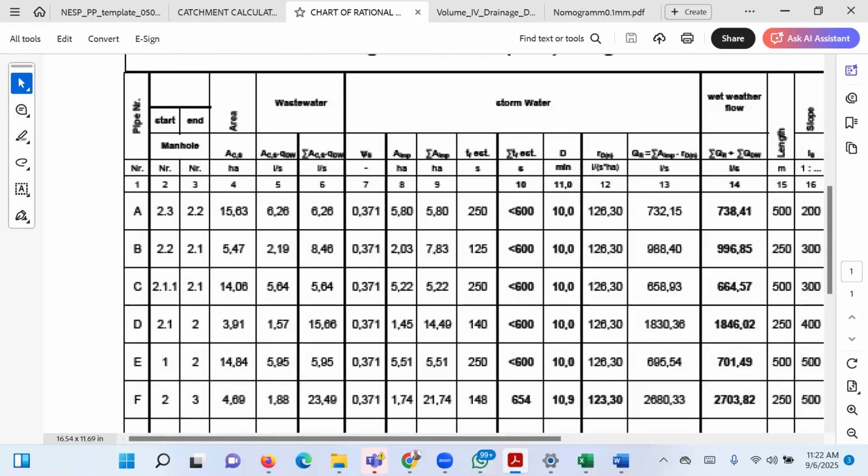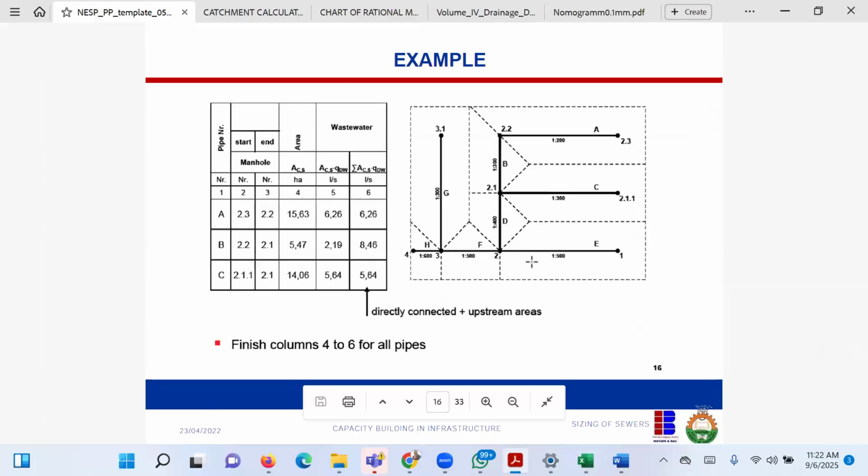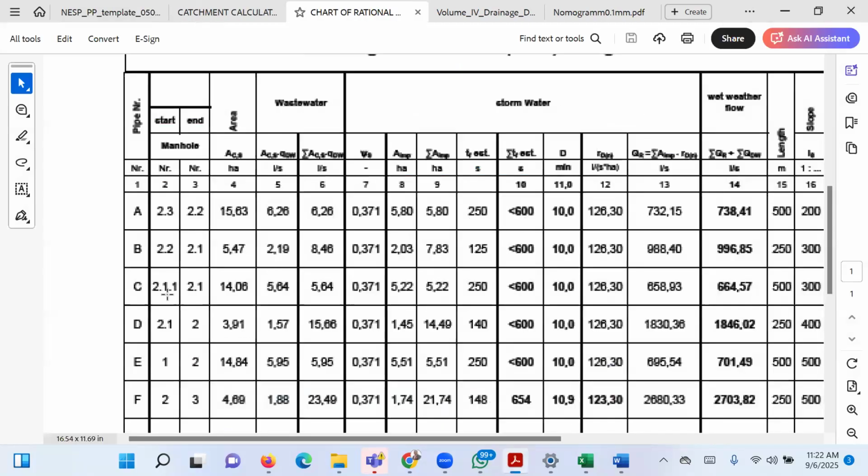Now, when we move to point E, the point E will just be what it is, because there's no upstream. It is supplying to the tributary of D. And that is why when you come to this chart, point E is 0.4 multiplied by 14.84, it will give you 5.95. And the total value of discharge in pipe E is still 5.95.